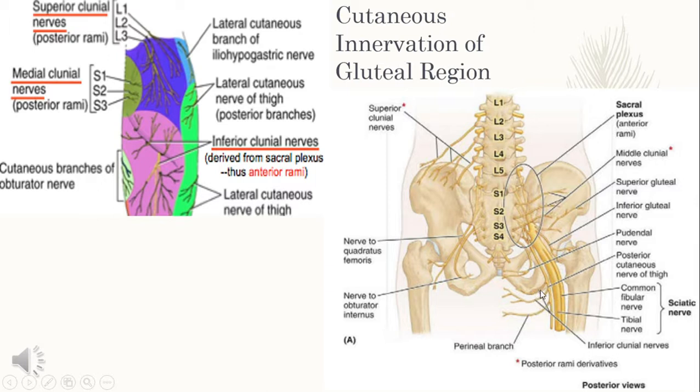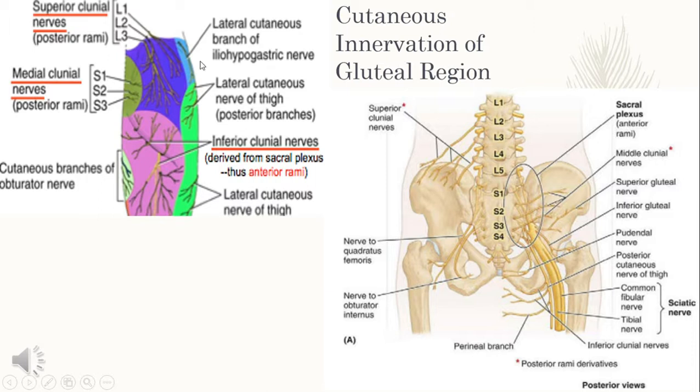Now the important point to remember is that the superior cluneal nerves and middle cluneal nerves arise from posterior rami of lumbar and sacral spinal nerves, while inferior cluneal nerves are branches from the anterior rami, as the posterior cutaneous nerve of thigh arises from the anterior rami.